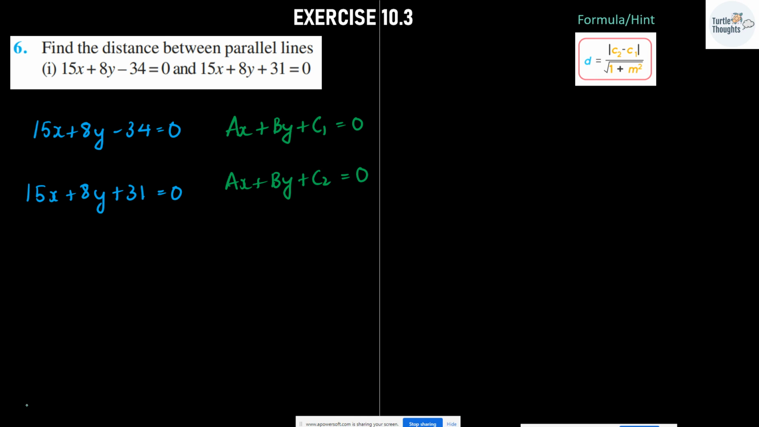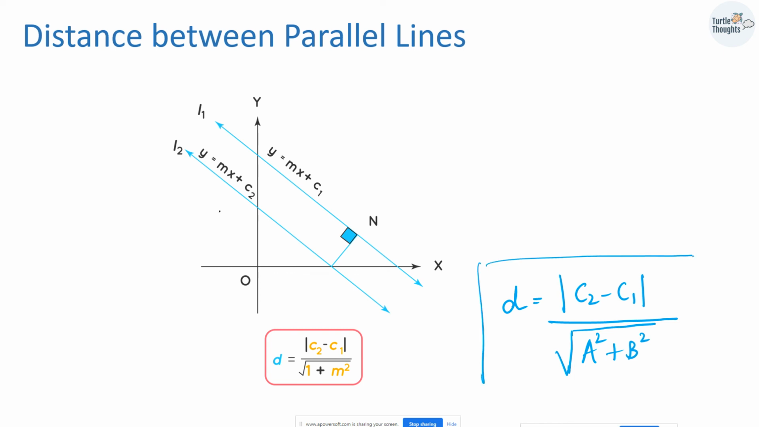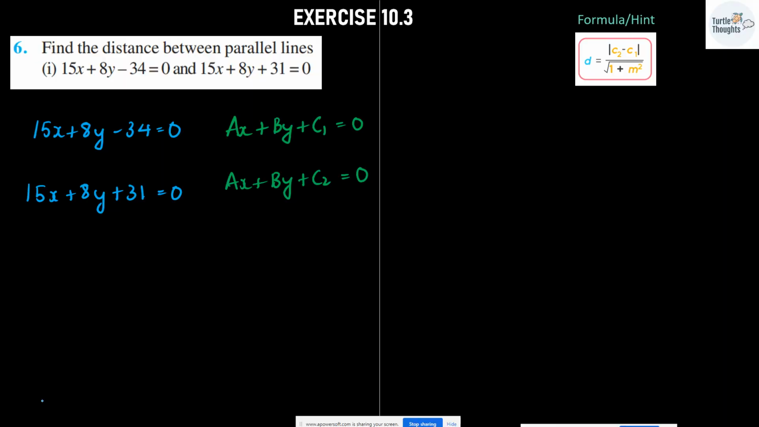Okay, I will be writing down one more formula here. You can use this formula, or there is one more formula also, which is d is given as c2 minus c1 divided by, if you don't know the slope, you can also write it as the root of a square plus b square. This is also one of your formulas. I can use this here because I have taken the equation of the line as ax plus by plus c1 and ax plus by plus c2.